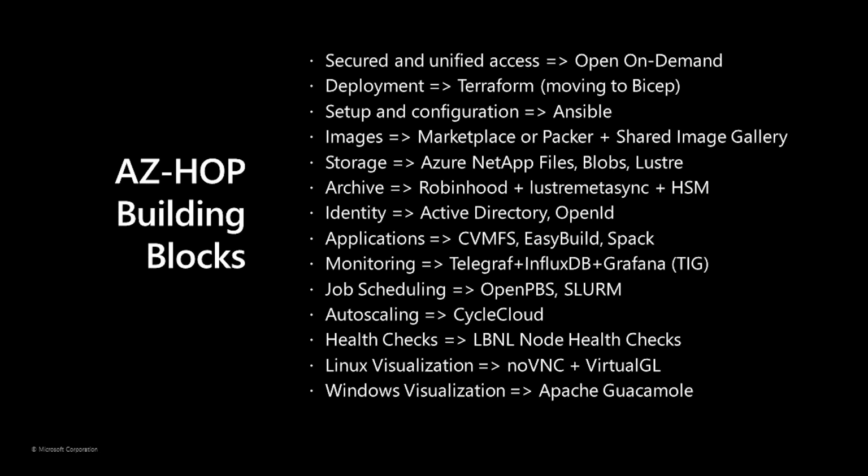We have the storage with Azure NetApp Files, which is for the home directories, and then we have Lustre as the parallel file system for the data. To provide the archiving for the Lustre file system, we deploy the Robinhood policy engine in combination with the Lustre hierarchical storage management and our own Lustre metadata synchronization tool. So this automatically archives all the data, including the metadata, into blob storage.